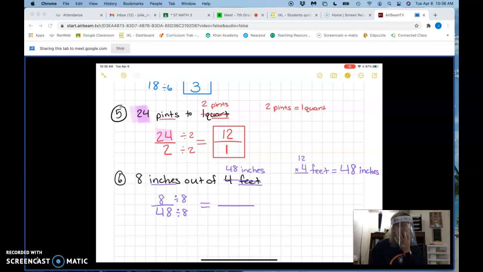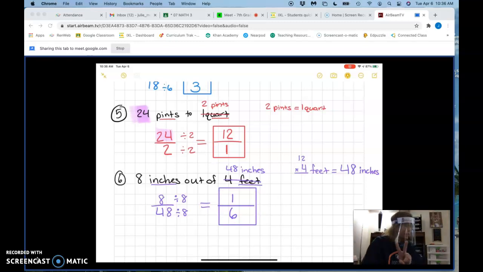Okay, I know the answer. 1 over 6. 1 over 6 is correct. Okay, good job, girls. Hey, I got the one right. So 1 over 6 is our unit rate, or reducing it to the simplest form.